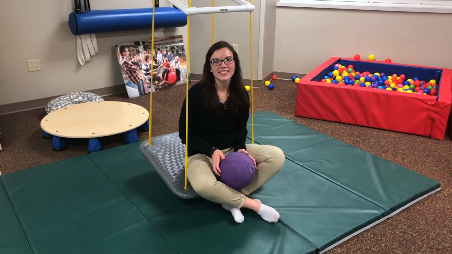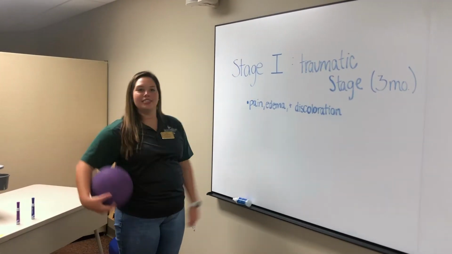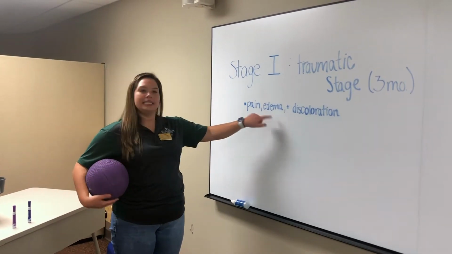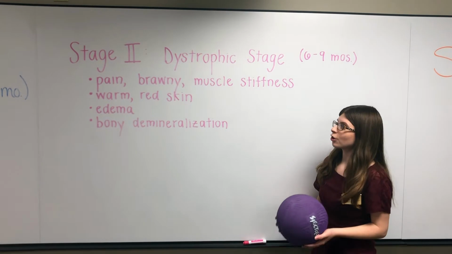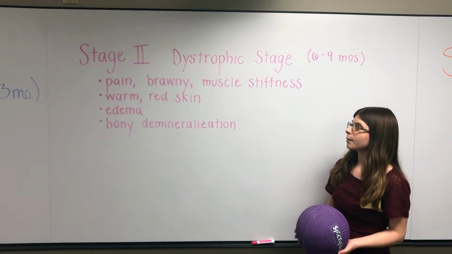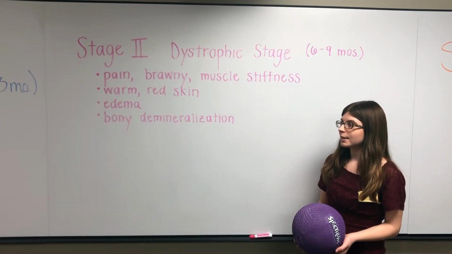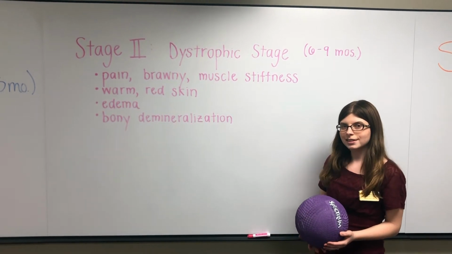CRPS occurs in stages. Cara, do you want to tell us about it? Sure. Stage 1 is the traumatic stage. It's about the first 3 months. There's pain, edema, and discoloration. Stage 2 is the dystrophic stage. Patients in this stage experience pain, brawny skin, muscle stiffness, warm, red skin, edema, and bony demineralization. This stage occurs from 6 to 9 months.